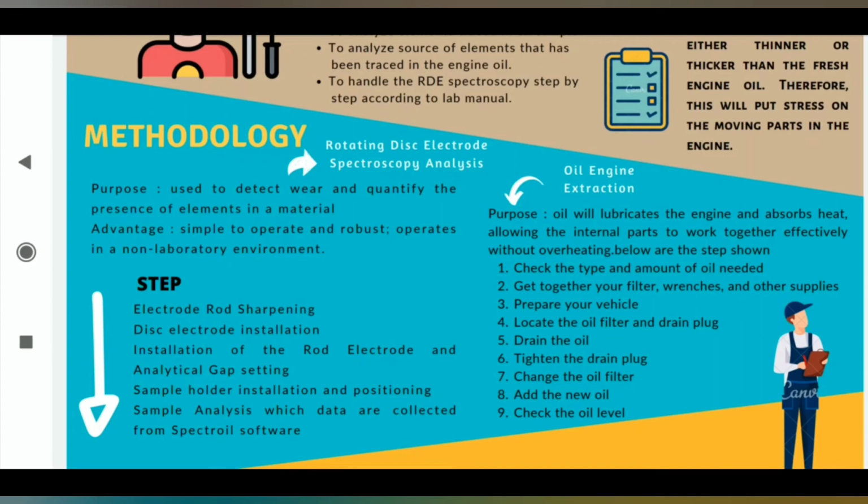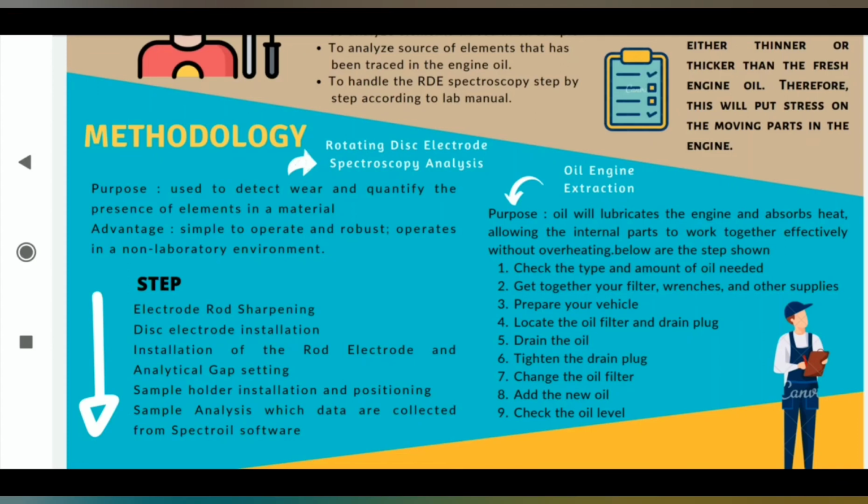This machine is simple to operate and robust, which means it only requires easy steps to handle, and this machine is capable of coping with errors during the operation. However, there are also disadvantages for this method, which is the matrix effect on some lubricants.